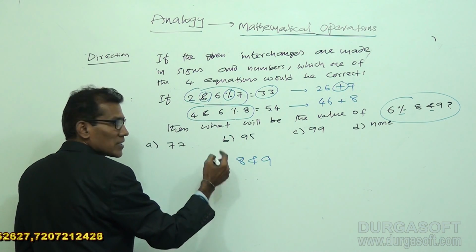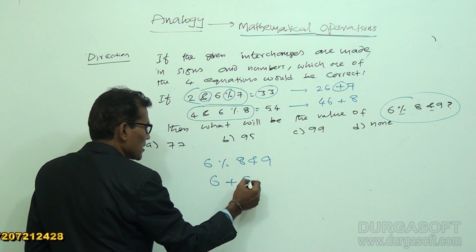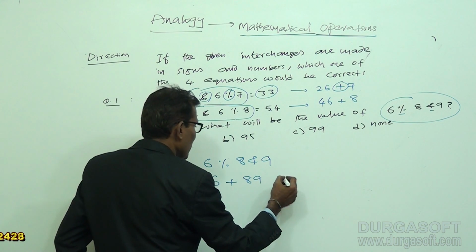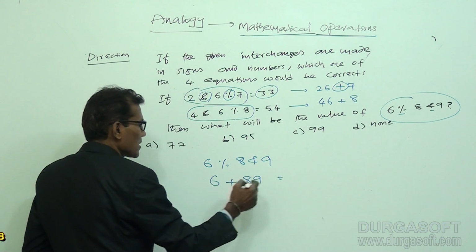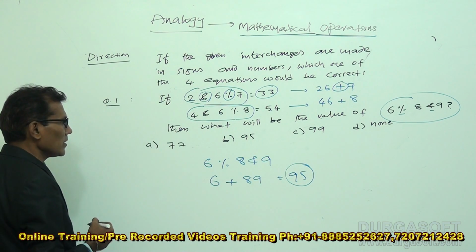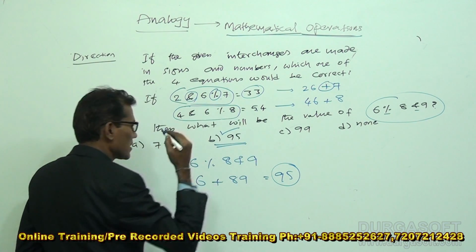So 6, the percentage symbol is nothing but addition, and I am just removing the 'and', so it is 89. Then 6 plus 89, that is 89 plus 6, is 95. So 95 must be your answer. Let us see in the options. 77, yeah, here 95 is there. So option B is correct for this question.